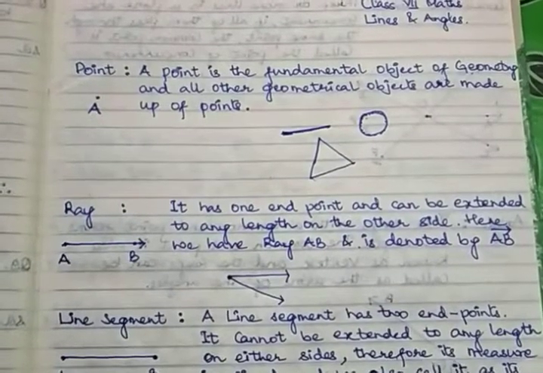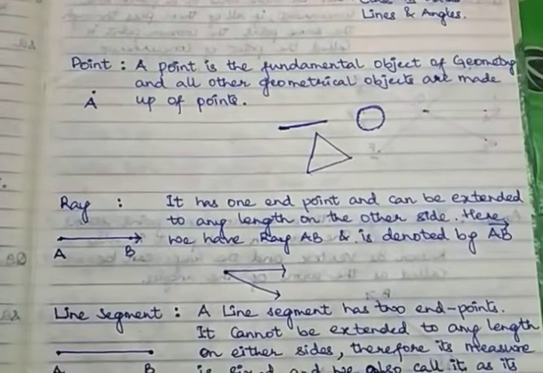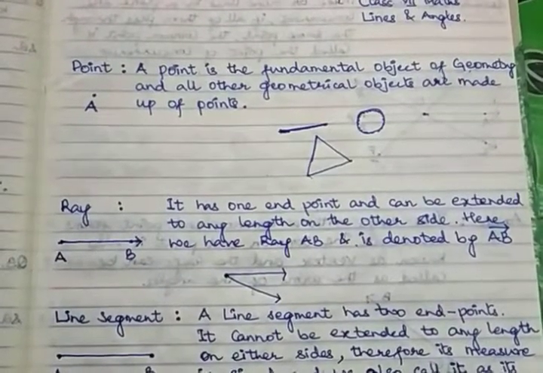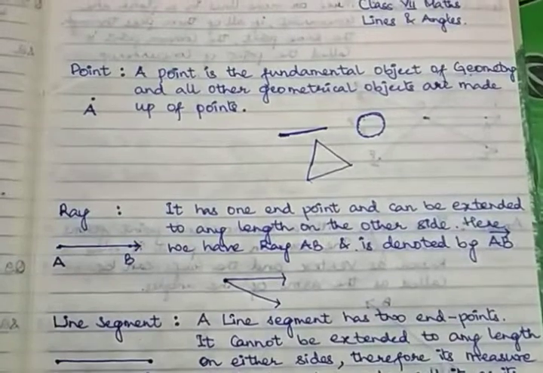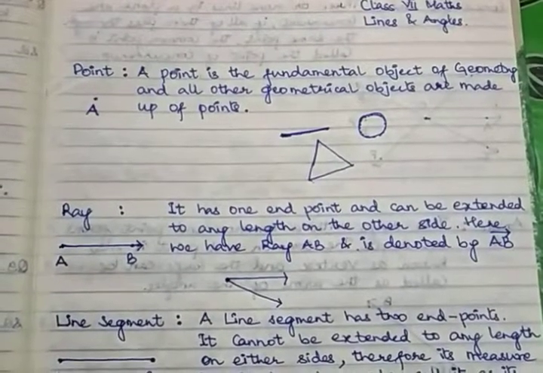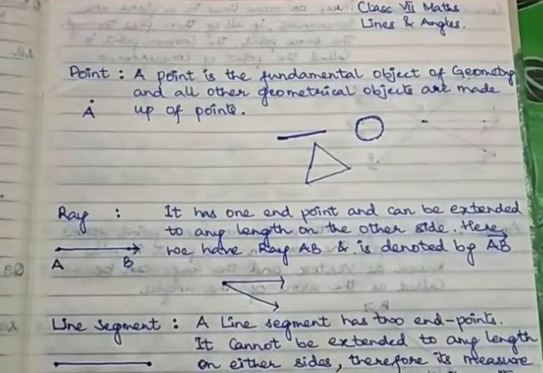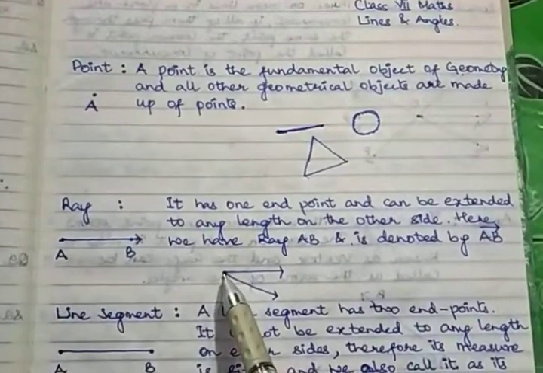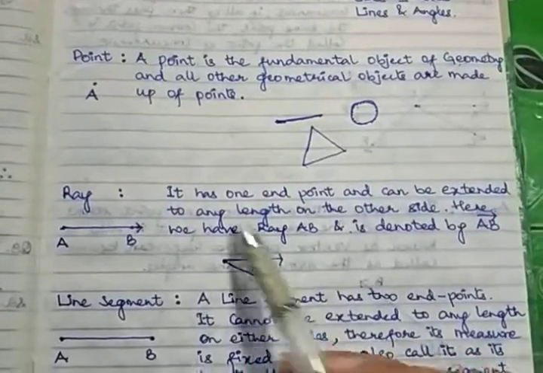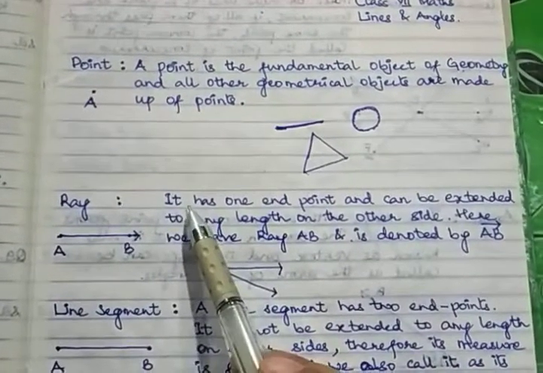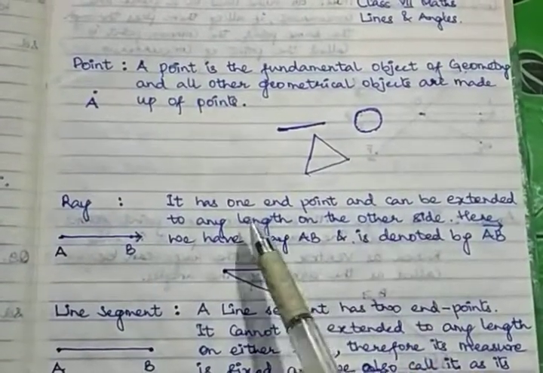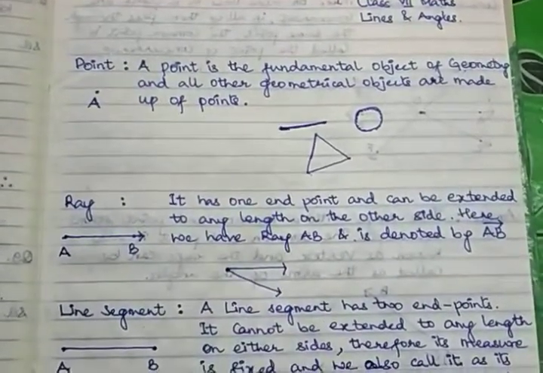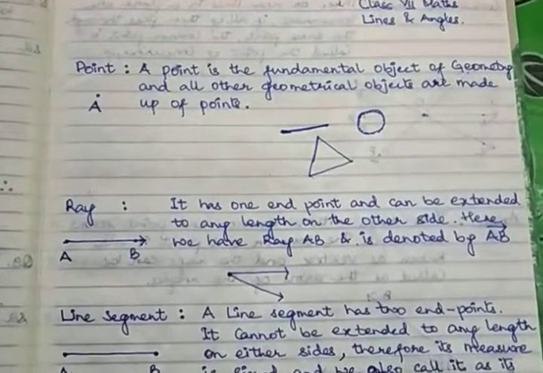That means the lengths are different, isn't it? The length of the sun ray is different, and the measurement of its length is different, because I'm in one place and you are in another place. But still the source is the same, and that is why it has been said that it has one end point and can be extended to any length on the other side. The end point is the source, from where the ray is coming.